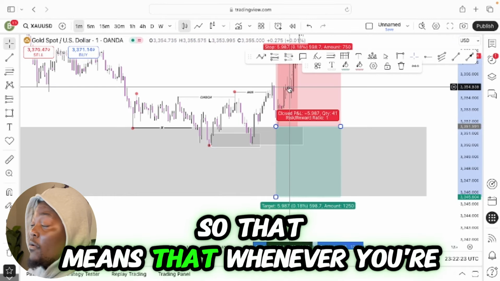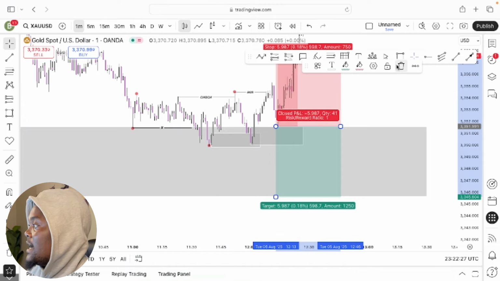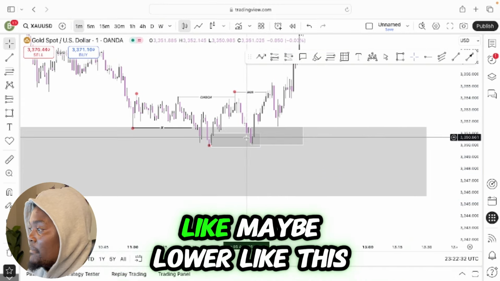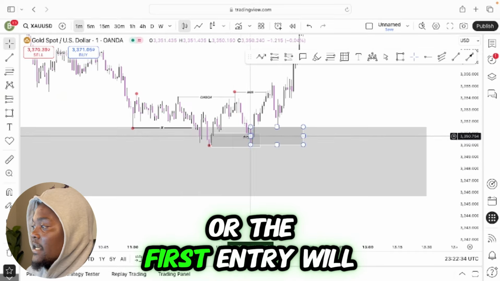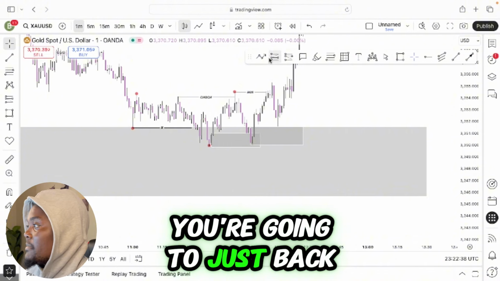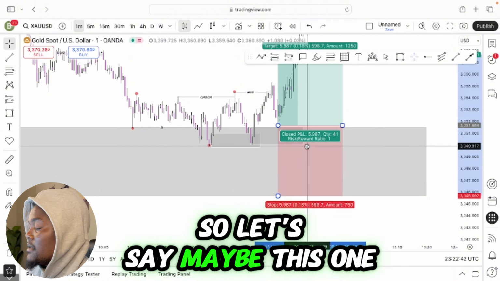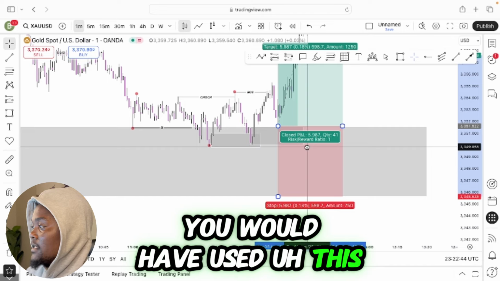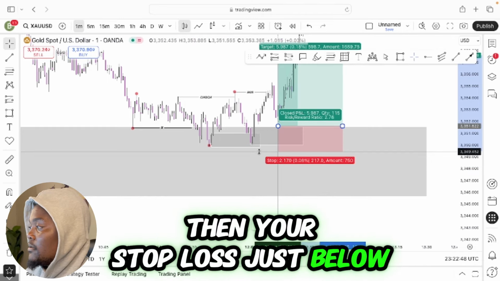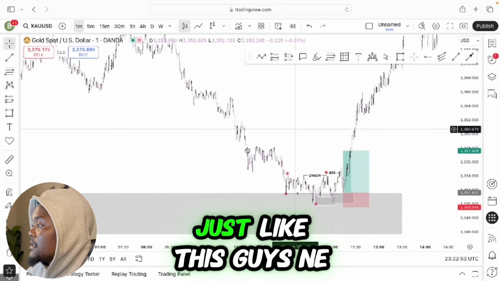So that means that whenever you're backtesting, you're just going to see if the market taps right at the pinpoint area, or it pushes to the downside, like maybe lower like this, or the first entry will push down and then the second entry will just tap the zone. You're going to just backtest that and see what works for you guys. So let's say maybe this one you would have used this area here, maybe a bit to the top, then your stop loss just below this area, just like that. Then you're targeting the highs just like this, guys.